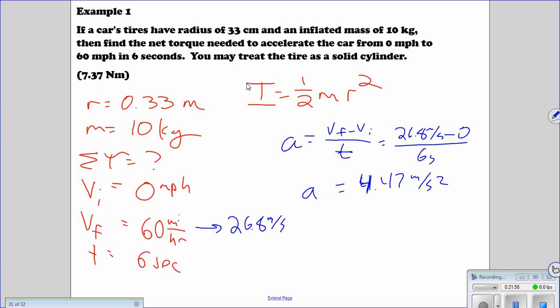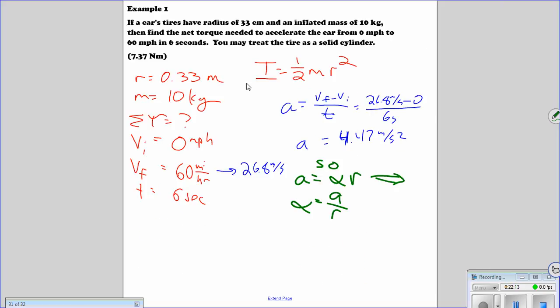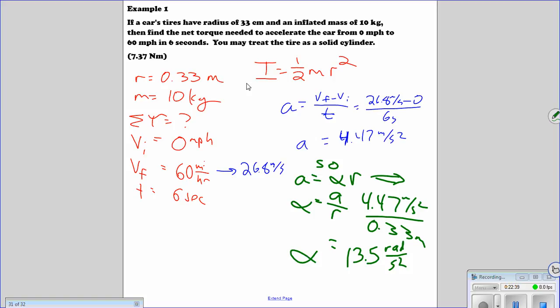All right. So now we've got to use a jumper equation, right? A equals alpha R means that alpha is A over R. So my A is 4.47 meters per second squared, and my radius, oh, I already know that, it's 0.33 meters. Divide that, and divided by 0.33 gives you 13.5 radians per second squared. That's my angular acceleration.